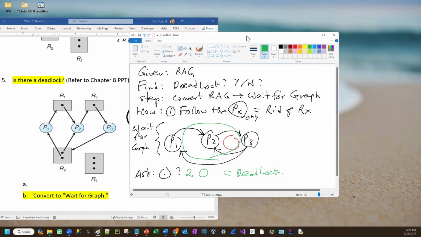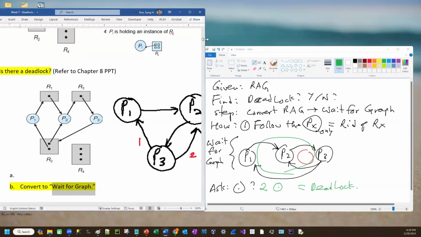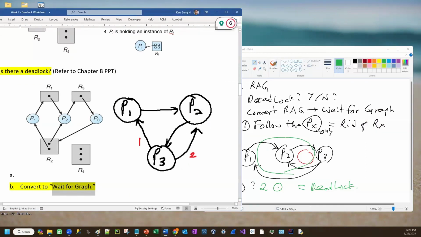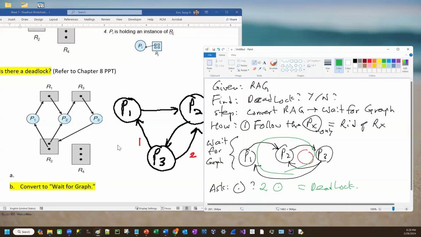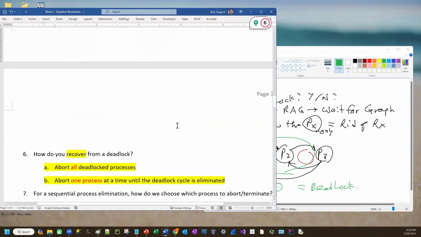So let's try. This one's a little bit better because I purposely drew it side by side, because I wanted to pretend that I didn't know what I was doing. But usually that's how you want to draw, because you want to draw the P's according to how they look in the RAG. So anyway, let's do another one. Well, I guess I'll just go down the line.